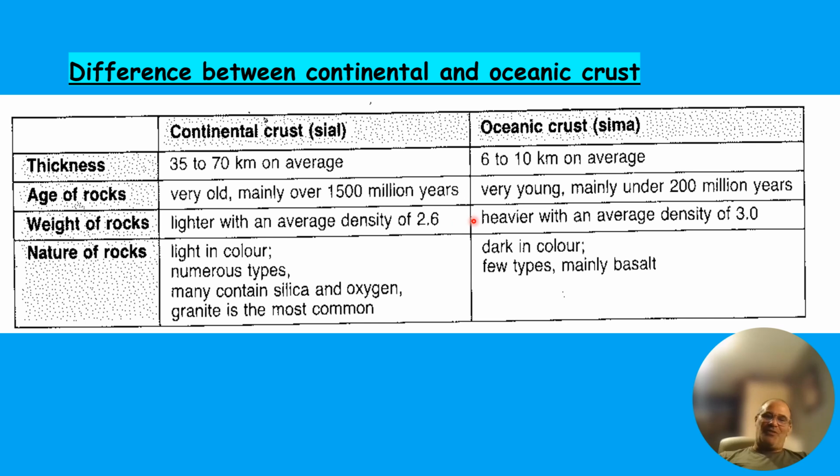You don't need to learn values of 2.6 and 3, but you do need to recognize the oceanic, although thinner, is denser, and although continental is thicker, it has a lower density reading here. And you might learn just basalt and granite as your key differences there. Remember, you're not going to have to go into this in masses of detail.